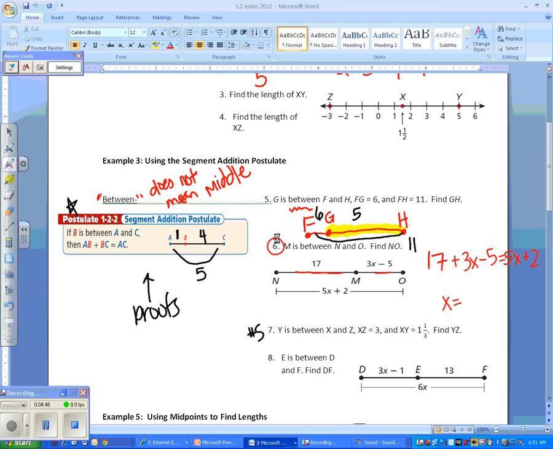If you have x, remind me tomorrow we're going to come back to this problem. I want to see if you can solve for x. And then I want to see if you can figure out, after you know what x is, can you plug it in and tell me what NO is? So can you tell me what the whole line segment NO is? If you can do number 6, go ahead and try to do number 8. If not, we'll do it in class for sure.